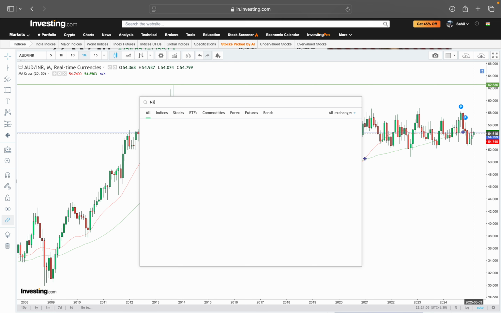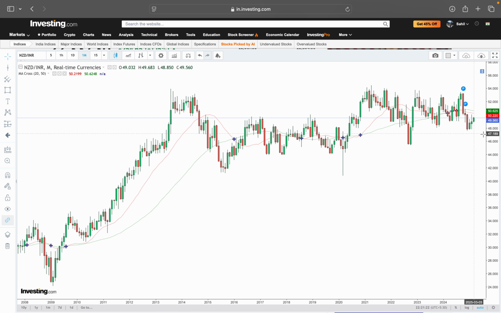We can check again with the New Zealand dollar and the INR. Once again, similar to the AUD INR, the New Zealand dollar also trades at a near 5 to 6% discount to the rupee from its all-time high levels, which it formed in 2012-2013, which it briefly tested just before COVID, but once again is trading in a range.